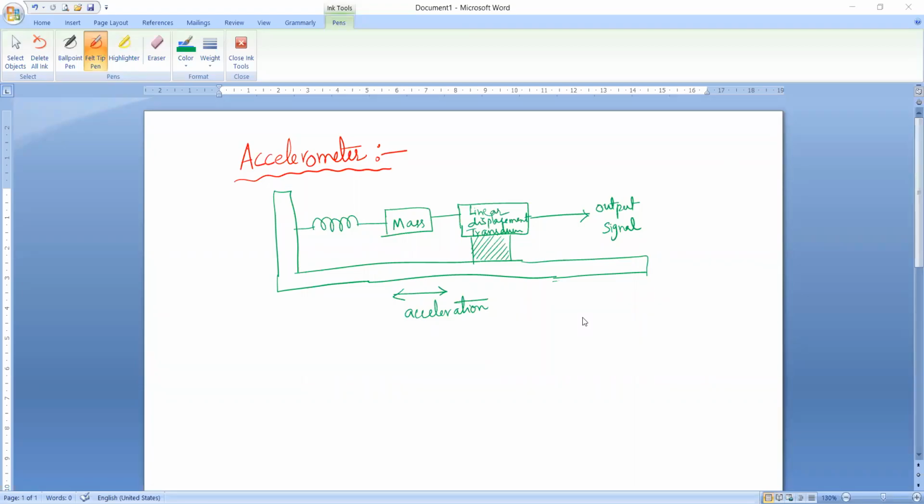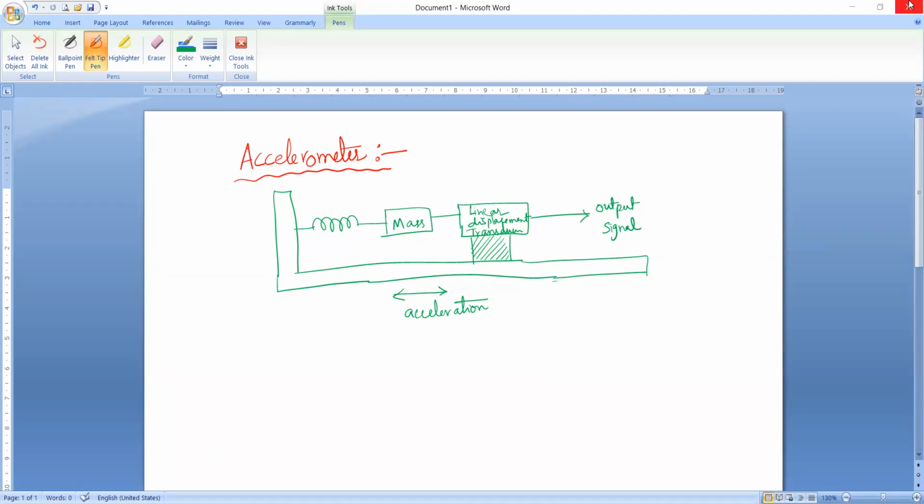Good afternoon, everybody. Today I'm going to explain the accelerometer, which is a transducer which recognizes the acceleration of the body. An accelerometer is a passive or active transducer, which is generally used for measurement of acceleration. It measures the rate of change of velocity of a particular body, and it is measured in units of displacement per time.